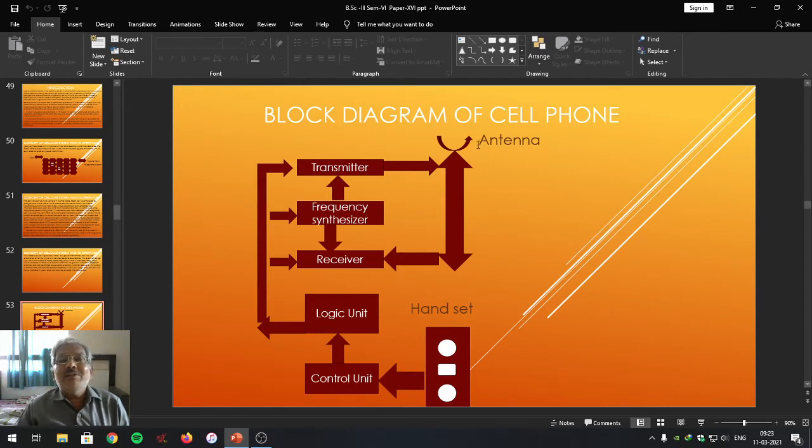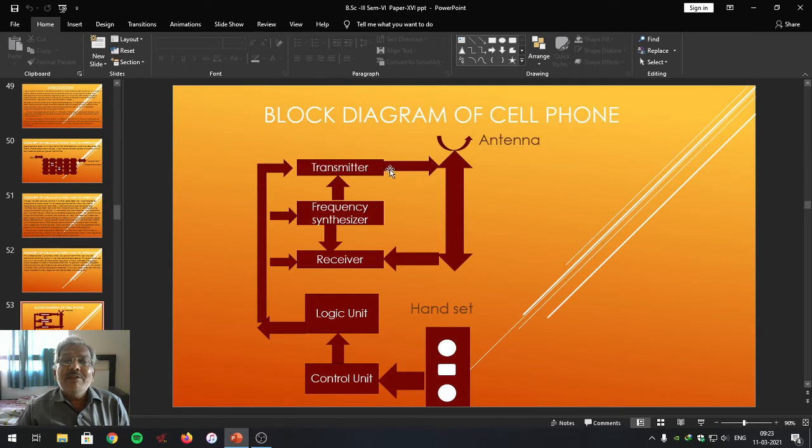Along with the antenna, it also contains the transmitter as one of the blocks. The role of the transmitter is to perform the necessary aspects to transmit the signal and keep it ready for the purpose of transmission.